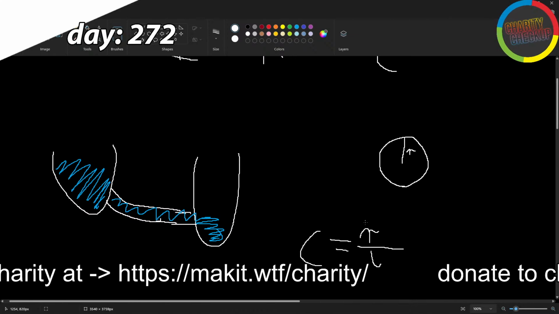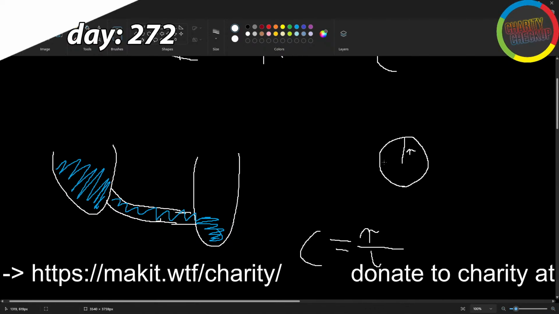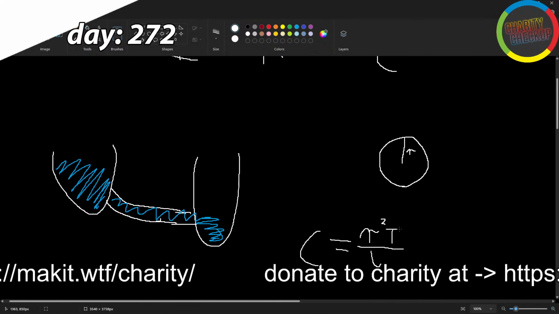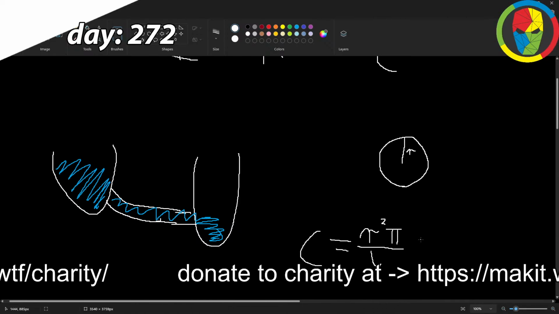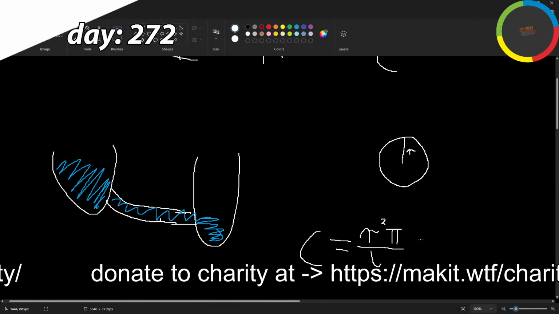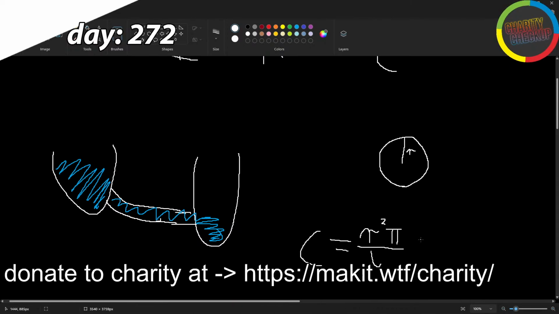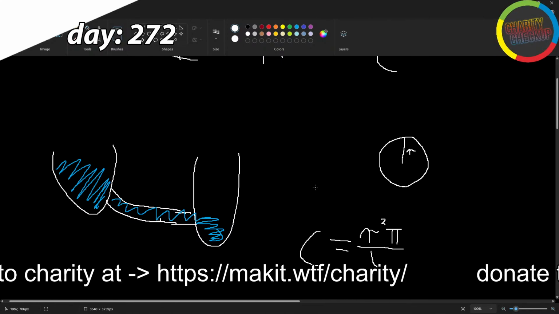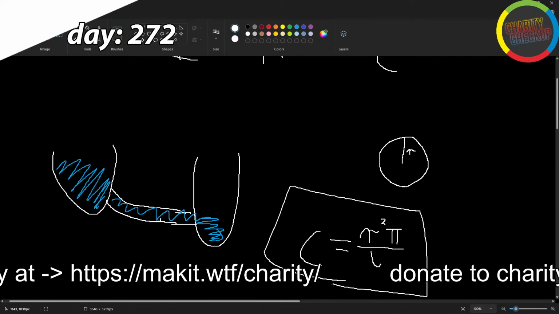And up here, it shouldn't really be the radius by itself, it should be the area, which, if I'm not mistaken, would be radius squared times pi. Yeah, I think it was radius squared times pi. So this is divided by length, and there we go. That would be the equation for conductance, if I'm not mistaken.